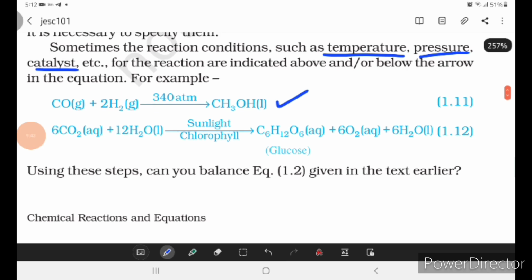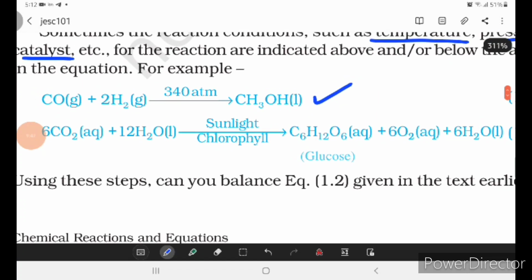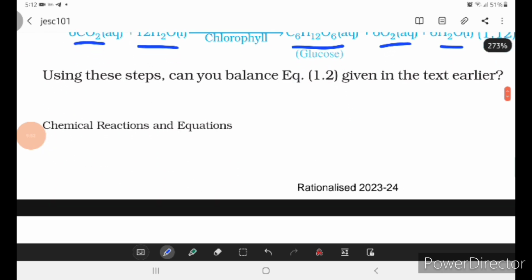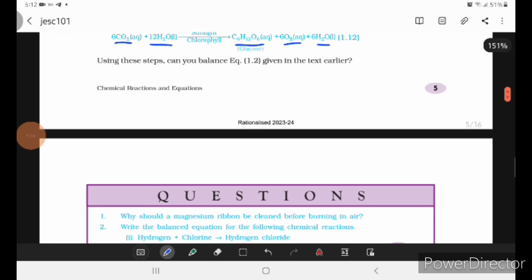This is a photosynthetic equation, right? We are familiar with this equation, photosynthetic equation, 6CO2 plus 12H2O gives C6H12O6, glucose, plus oxygen plus water. Using these steps, we can balance equation 1.2 given in the text earlier.